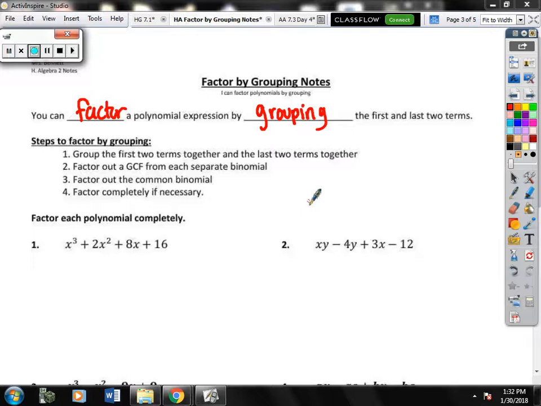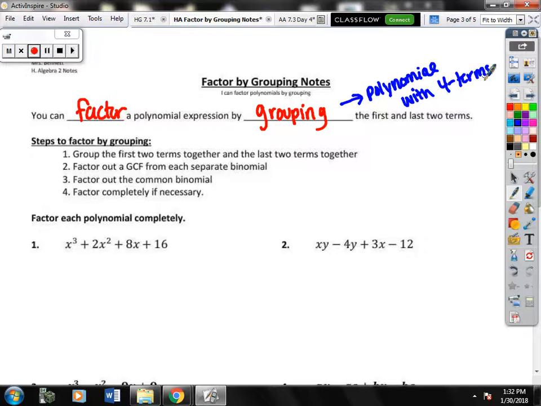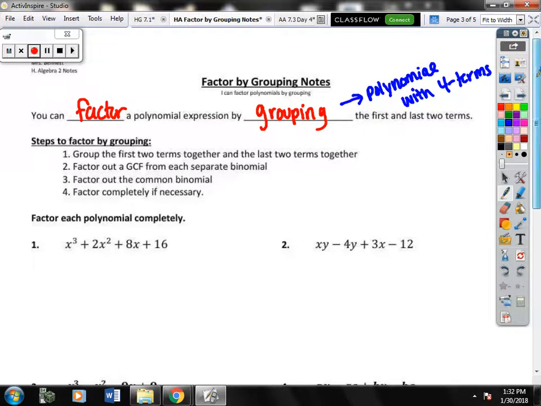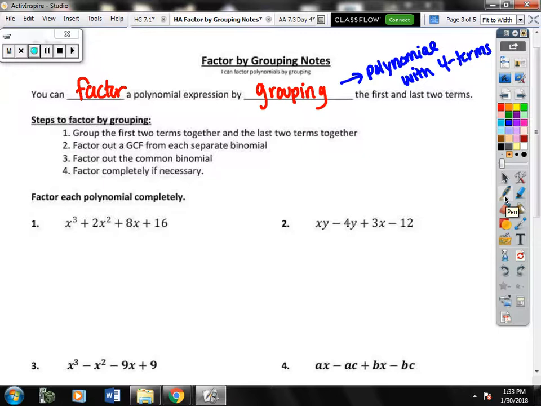Now, this is something you'd want to do when you see a polynomial of 4 terms. It's not always possible to factor by grouping, but you'll quickly see if it's possible or not when you group them. So, step 1, group the first 2 terms and the last 2 terms together. Okay, so you can just do this, one of these. If you want to put parentheses around them, you can, but I usually just group them like that.